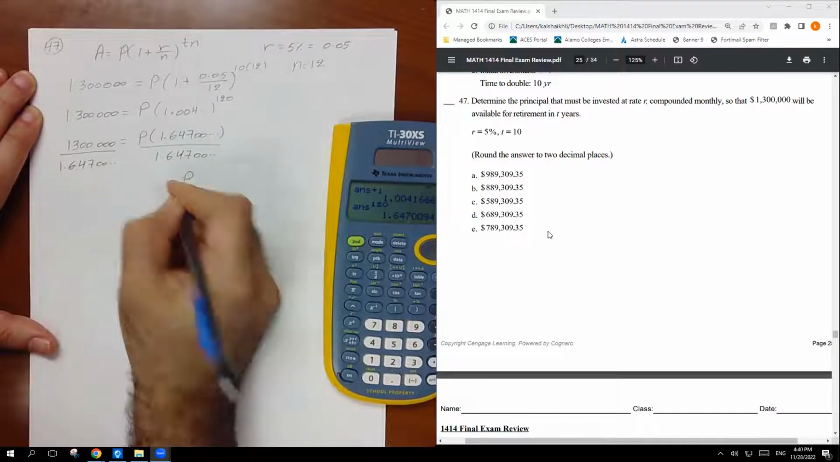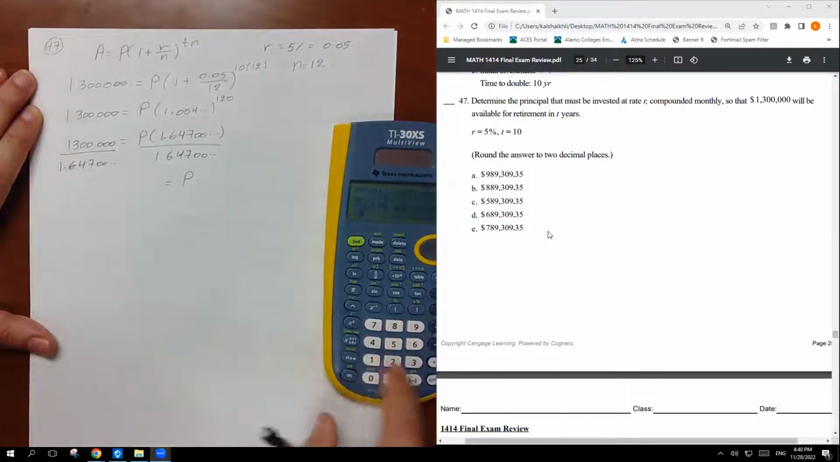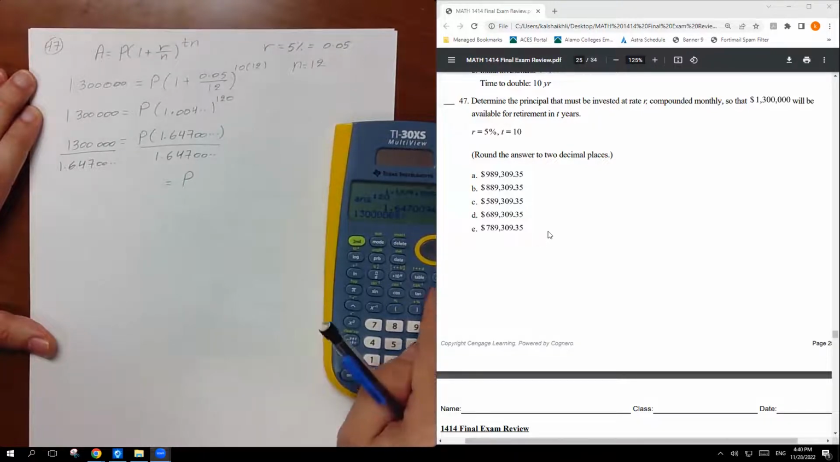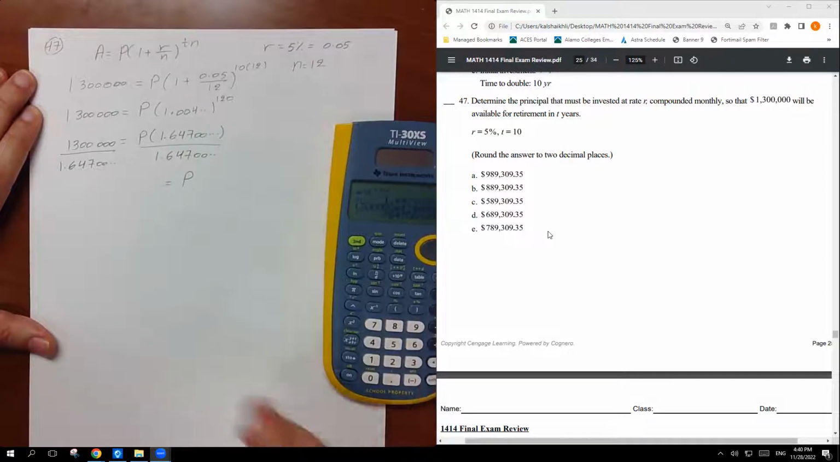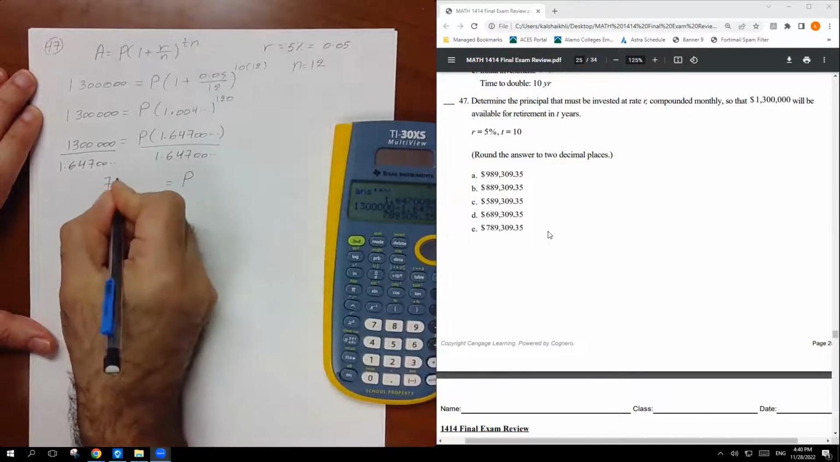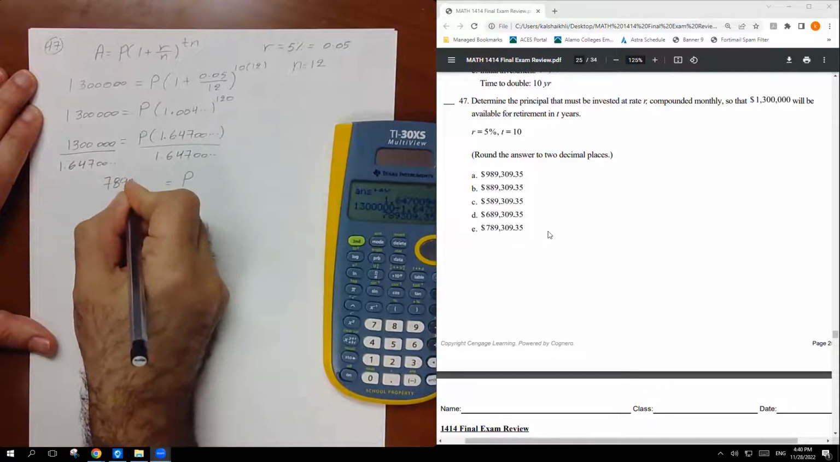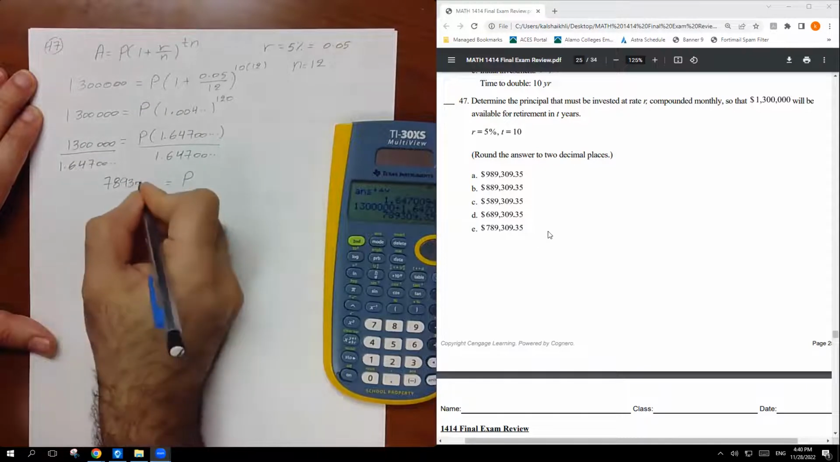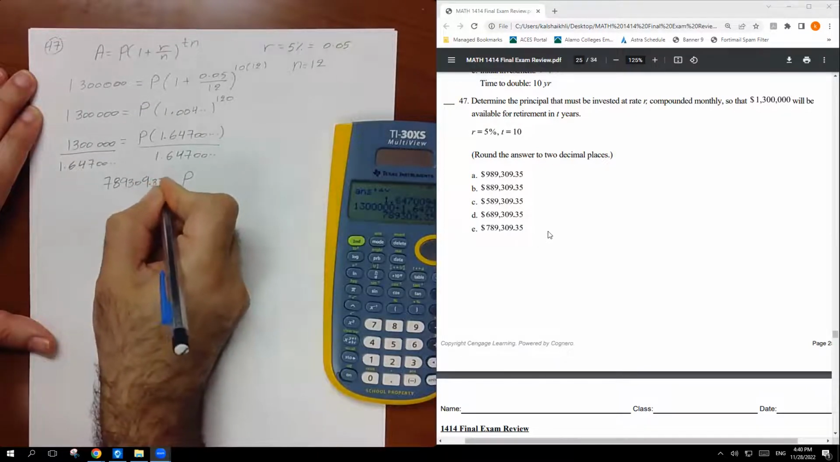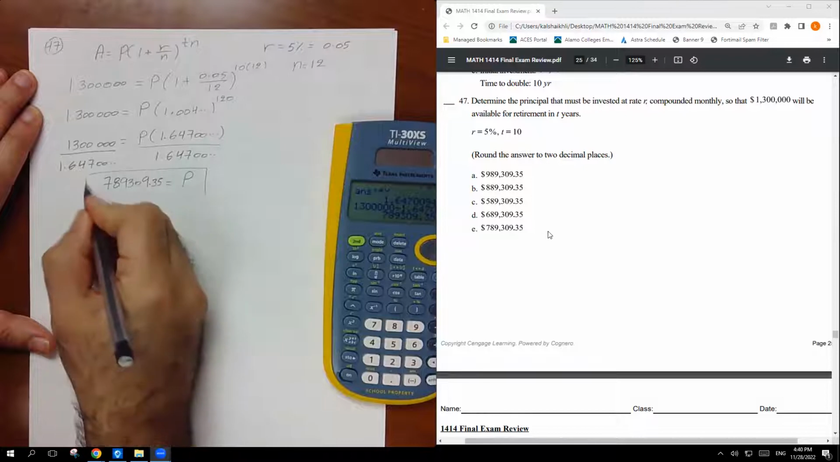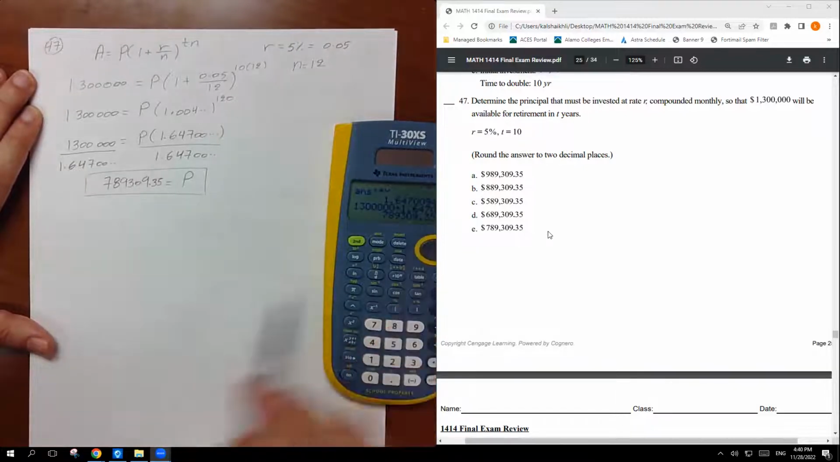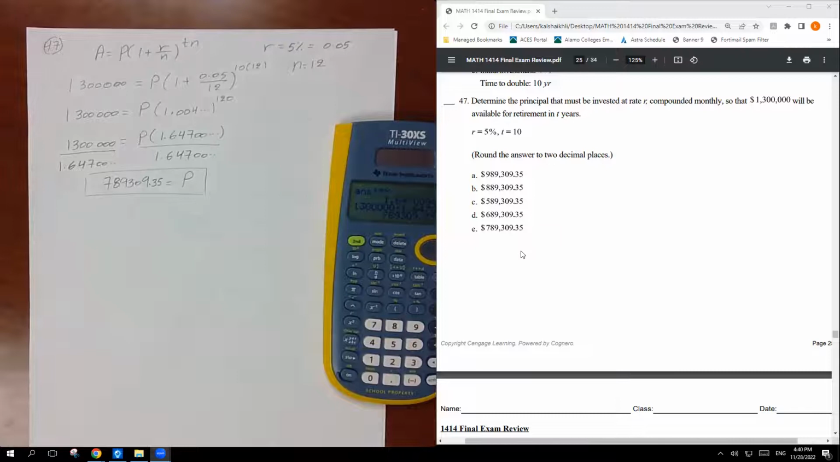That means our principal is going to be 1,300,000, three more zeros, divided by this number. It's going to be 789,309.35. We're going to round the 35; after 35 is 2. That means the option we have here, we're going to choose the last option, E.